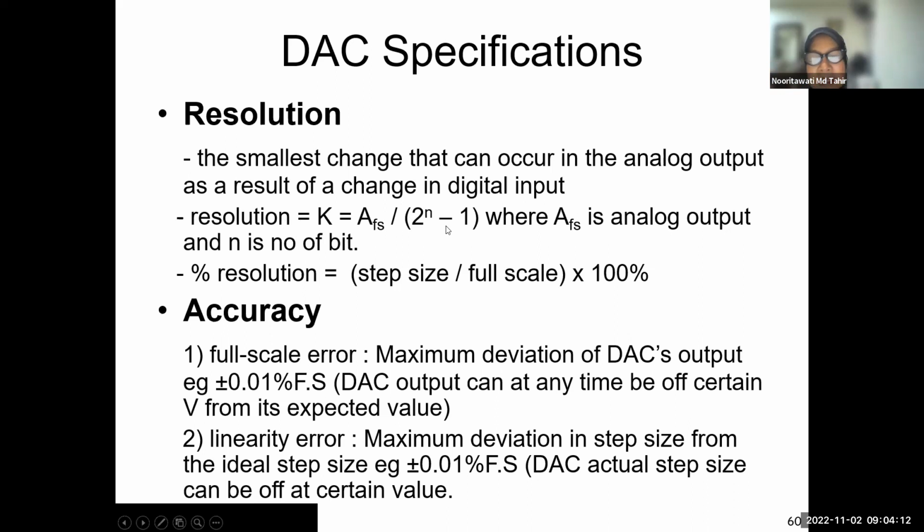If 4 bits, we divide by 15, 2 to the power 4 is 16, minus 1 is 15. If 5 bits earlier, that's why we divide by 31, so that we know the resolution, because with the resolution, the rest we can calculate. And also the percentage resolution, which is the step size divided by the full scale times 100%. Okay, apart from that, after we get the resolution, we can compute the accuracy. So what is accuracy?